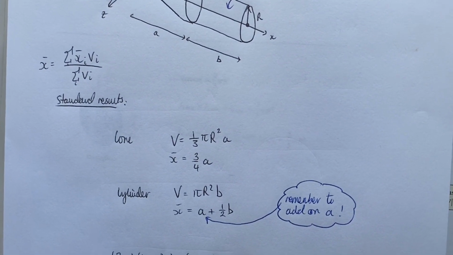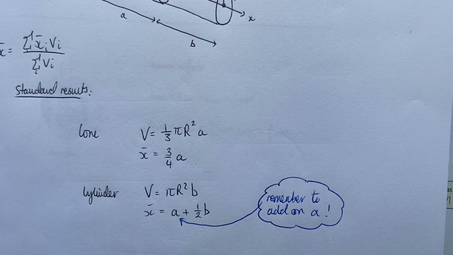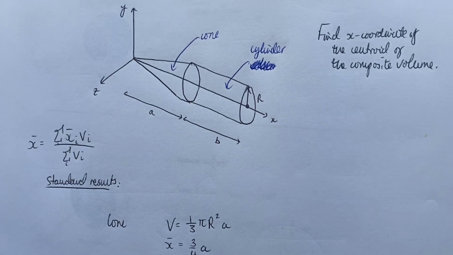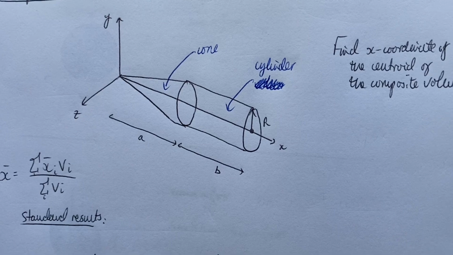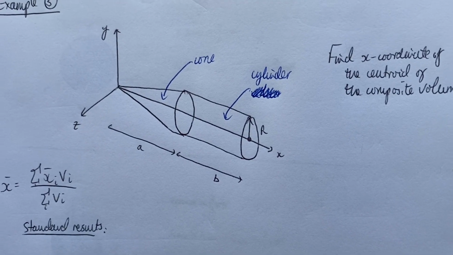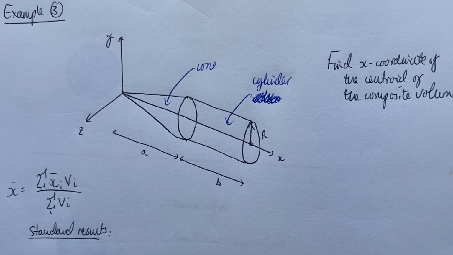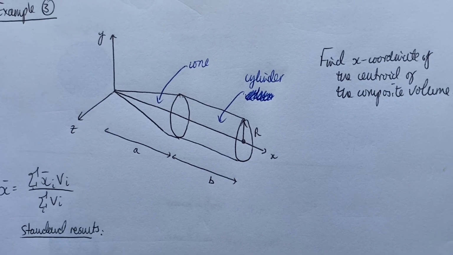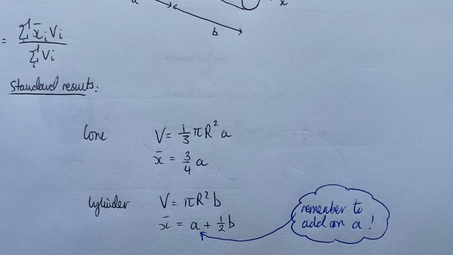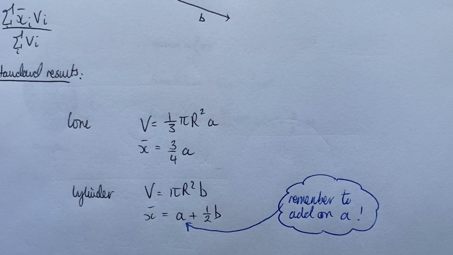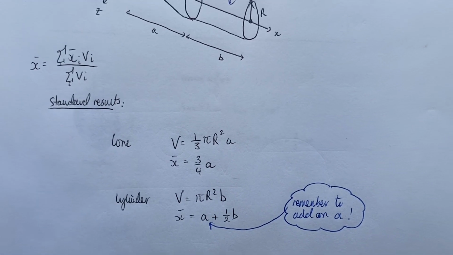The only thing to remember here, as I've written in blue, is that the x bar coordinate, so the coordinate of the centroid of the cylinder, is halfway along the cylinder, but you need to remember to add on how it's been shifted along the x-axis, right? So it's positioned starting at a distance of a from the origin, right? So I need to remember to add on a to the x bar coordinate of the cylinder. Hopefully that makes sense to you.